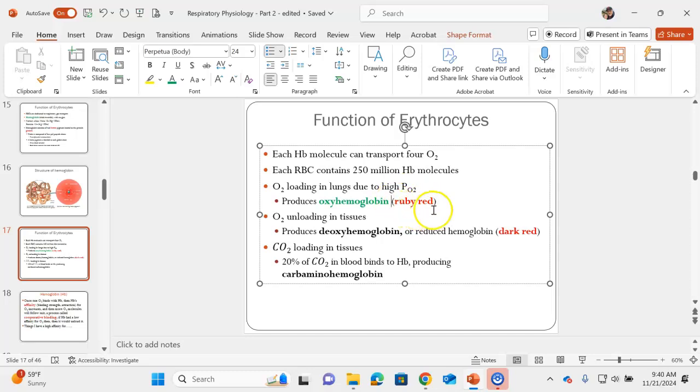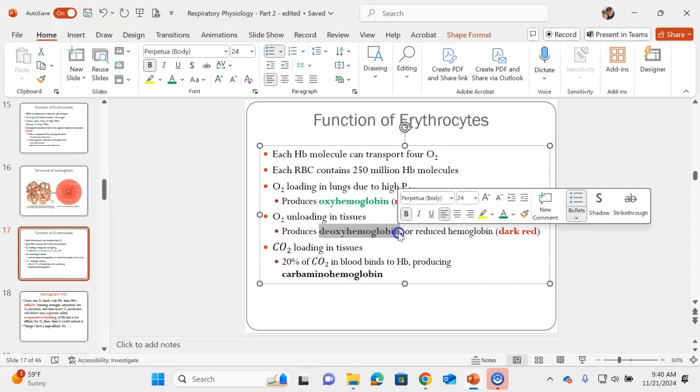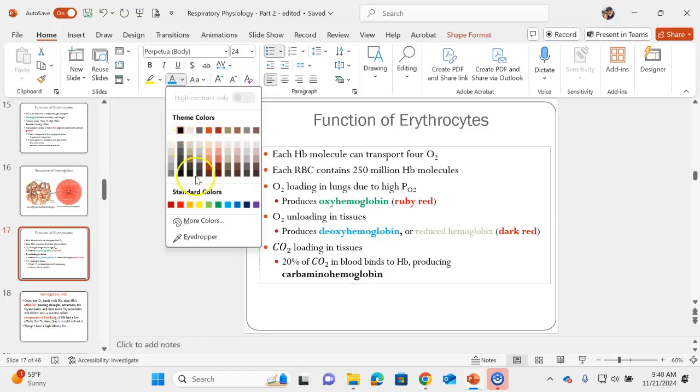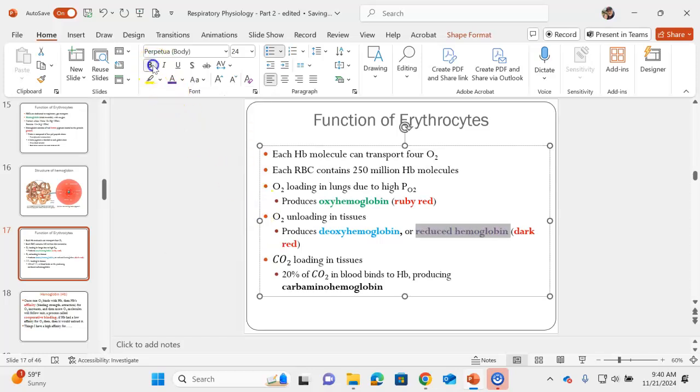And it has more of a bright red, a ruby red color. Now, whenever oxygen goes to the tissues and unloads oxygen, whether it's unloading one or maybe two, the point is when it's not fully saturated, we call it deoxyhemoglobin, or reduced hemoglobin. Let's put that one in purple. So we call it deoxyhemoglobin or reduced. And when it's not saturated, that's when it takes on more of a darker crimson color.